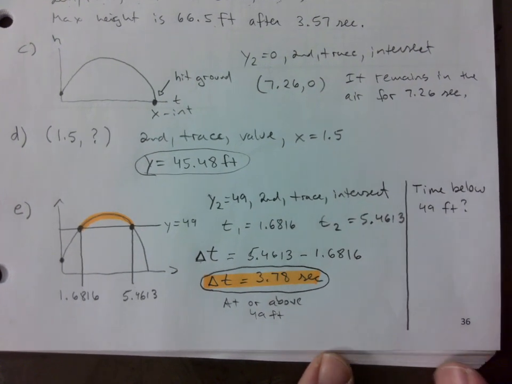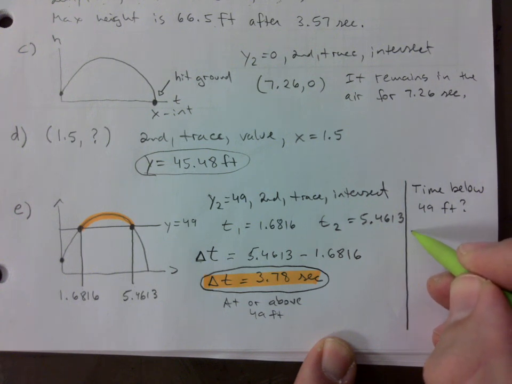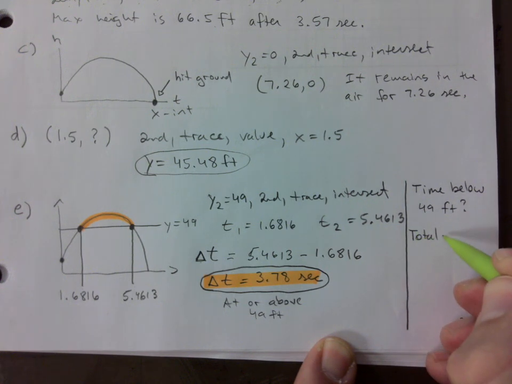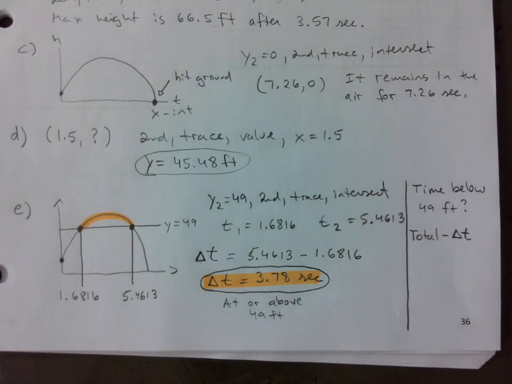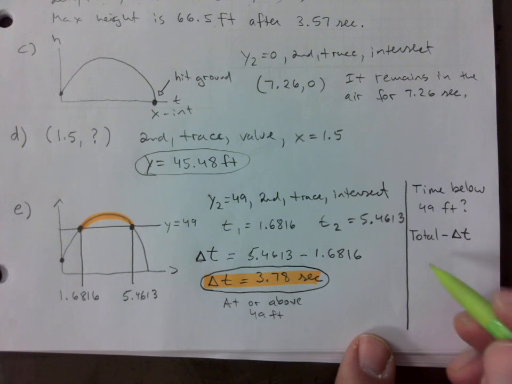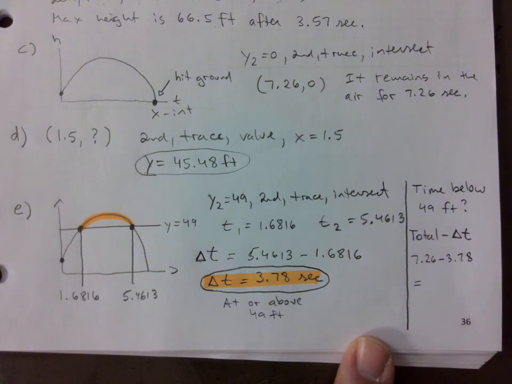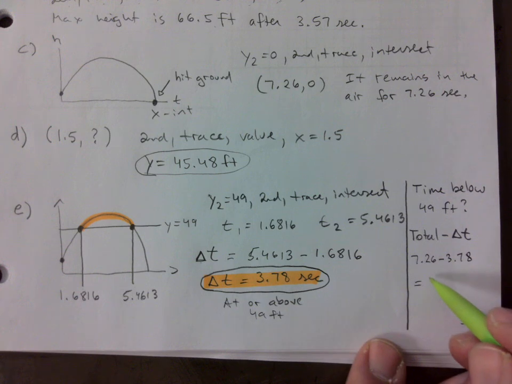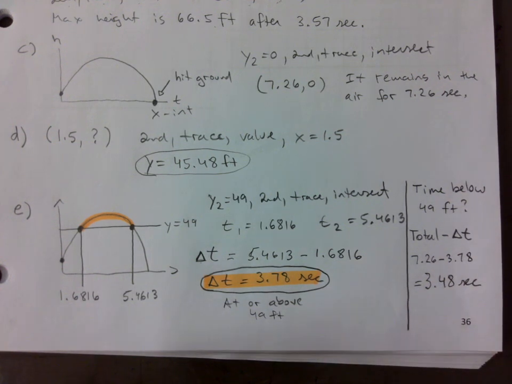Add it in the corner somewhere where you have some room. I'll go total minus delta t. That's what I'm going to say. So 7.26 minus 3.78. And that would be 3.48 seconds. So almost half. It's about half.